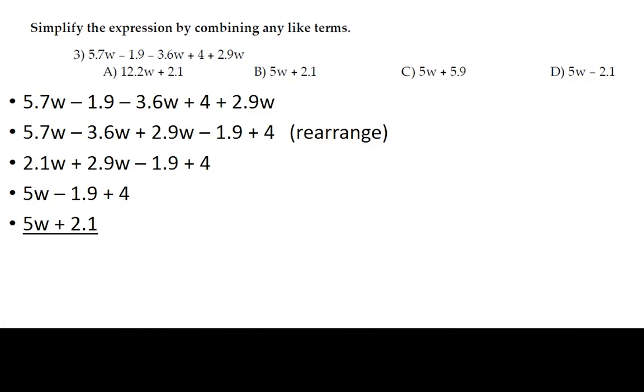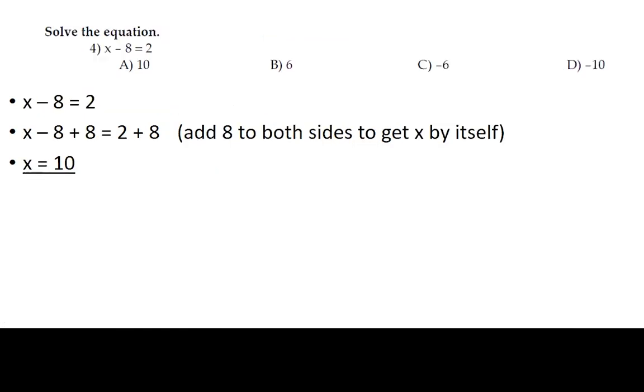Number 4. We want to solve x minus 8 equals 2. We want to get the x by itself, so we're going to add 8 to both sides. That cancels out the negative 8 on the left, leaving us with just x. On the right, 2 plus 8 gives us 10. So x equals positive 10.